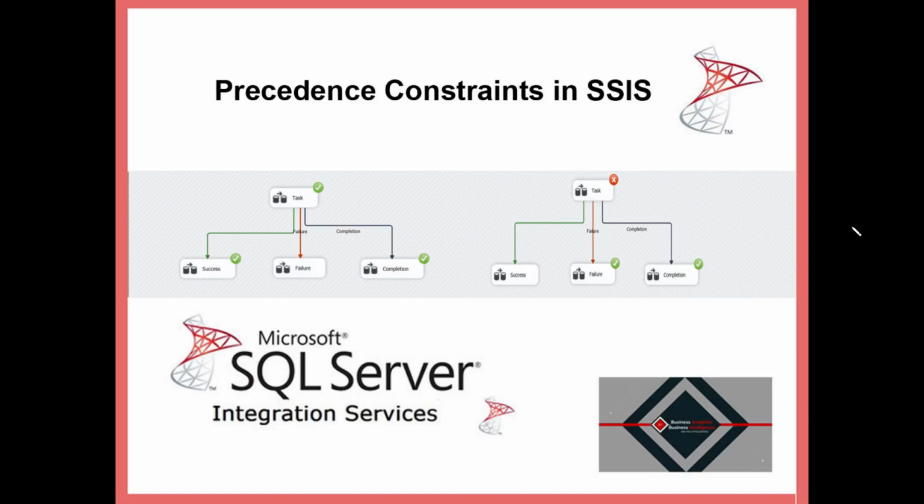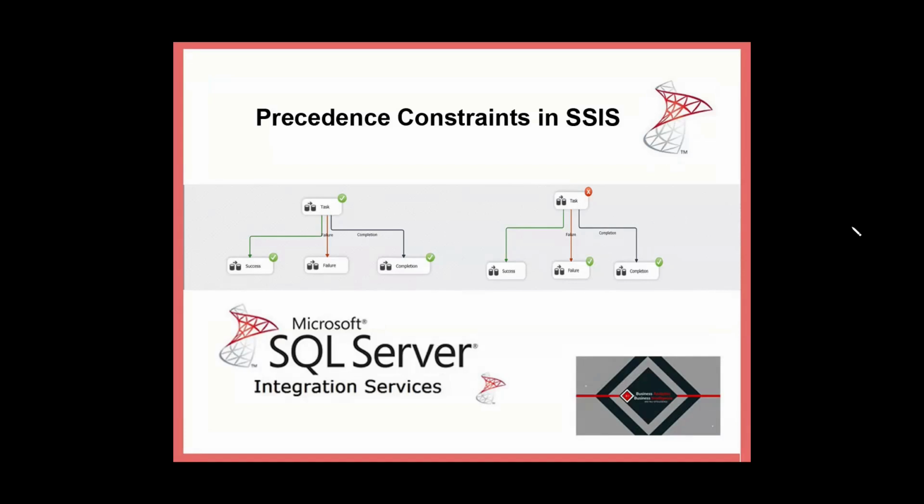In this video, we are going to see the precedence constraints in SSIS. As you see in the picture, there are three options in precedence constraints: success, failure, and completion. We will see how we are going to do that and look at the details.